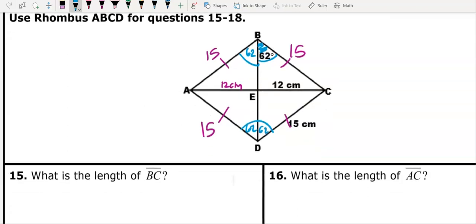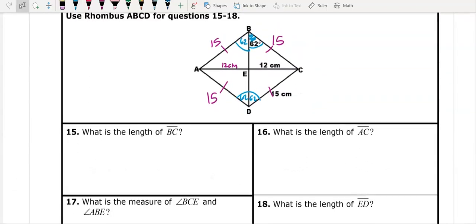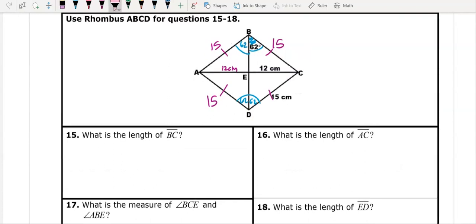All right. Number 15 says, what is the length of BC? We already filled that in. BC is 15. What is the length of AC? It is 24, 12 times 2.